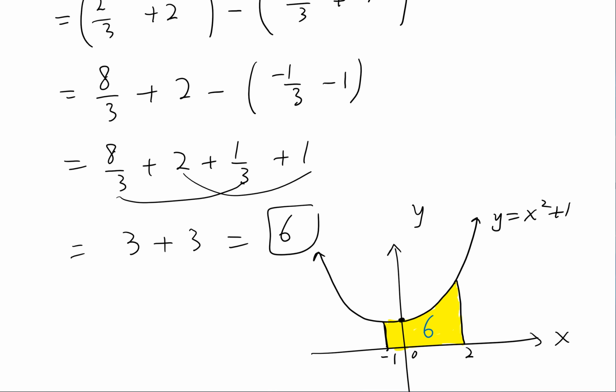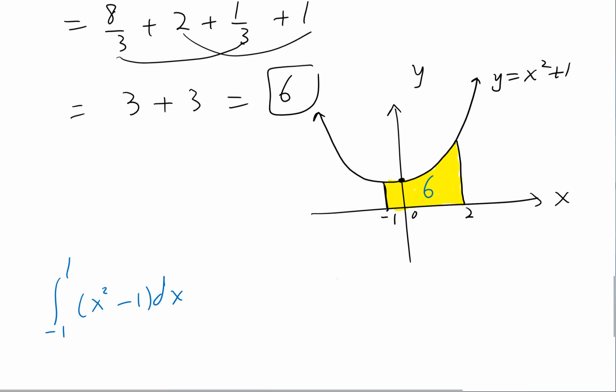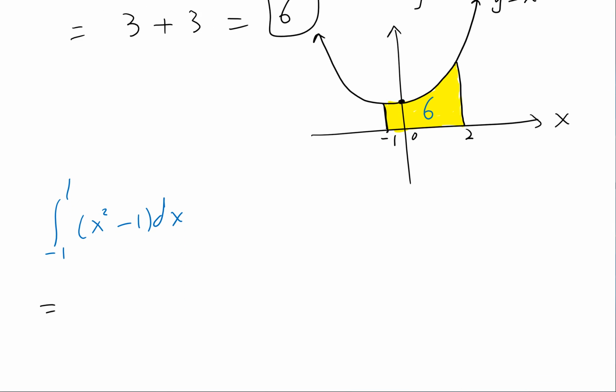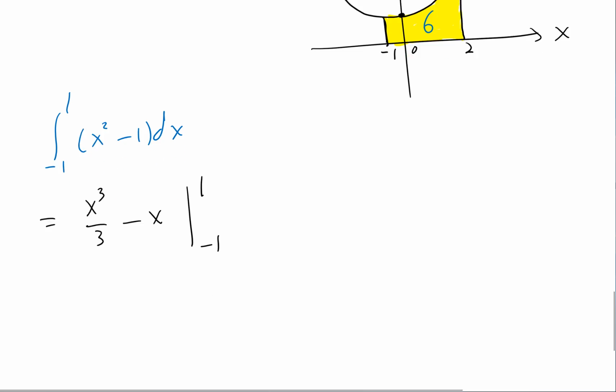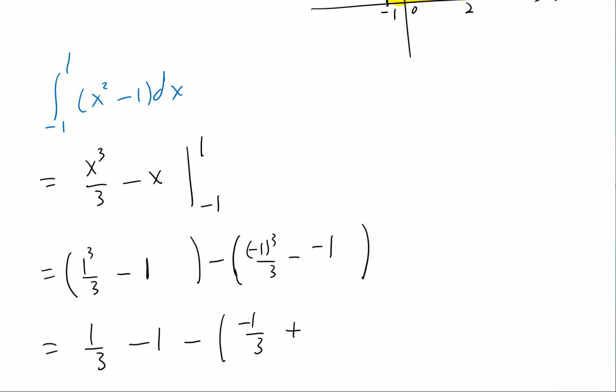Now we're going to look at another example here: the integral from -1 to 1 of x squared minus 1 dx, which is very similar to the previous example. So what we do here is integrate, which gives x cubed over 3 minus x, from -1 to 1. Let's see what we get for this one. Open parentheses with the minus sign separated. Substitute the 1 in: 1 cubed over 3 minus 1, minus (-1 cubed over 3 minus -1). That gives 1/3 minus 1 minus (-1/3 plus 1).